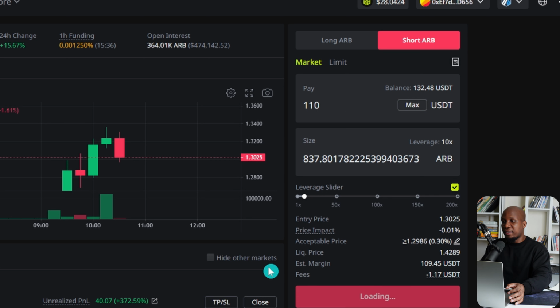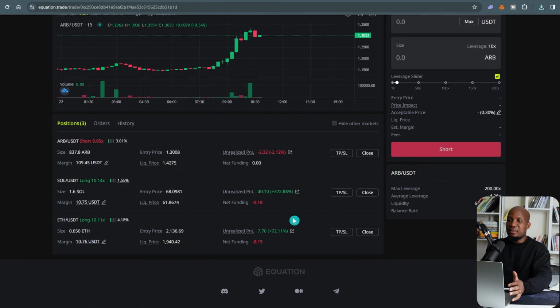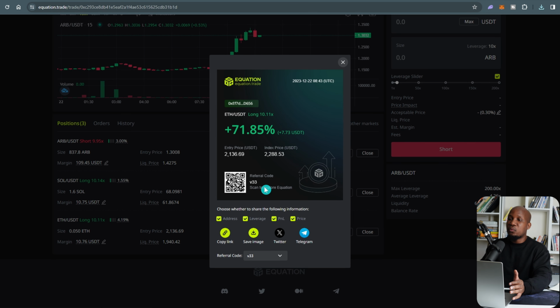I always tell you guys, whenever I'm shorting or whenever I'm going long on the market, you can see this signal. I did drop it earlier on in our Discord. Here you can see I have also other trades that are opened. This one breaking in around about 300%, this one 71%.